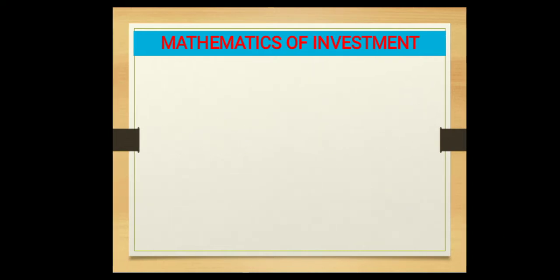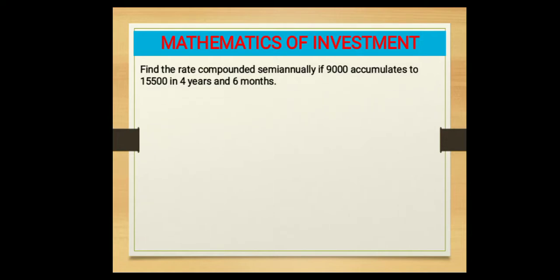Okay, let's have an example. Find the rate compounded semi-annually if 9,000 accumulates to 15,500 in 4 years and 6 months. So we have the following given. Principal is 9,000. M is equal to 2 because semi-annually. Final amount is 15,500. And then N is T times M, that is 4.5 times 2, which is equal to 9.